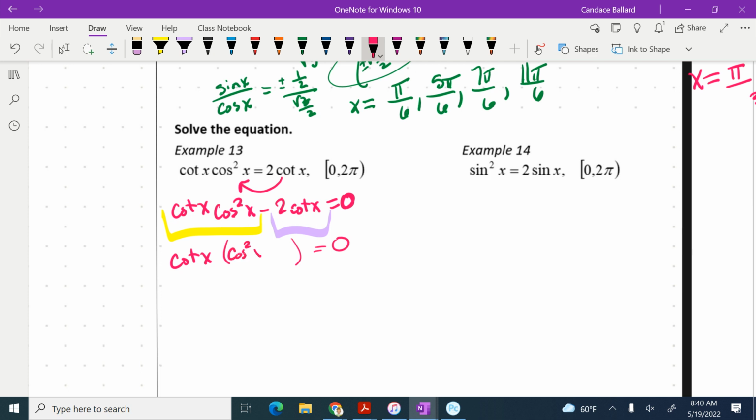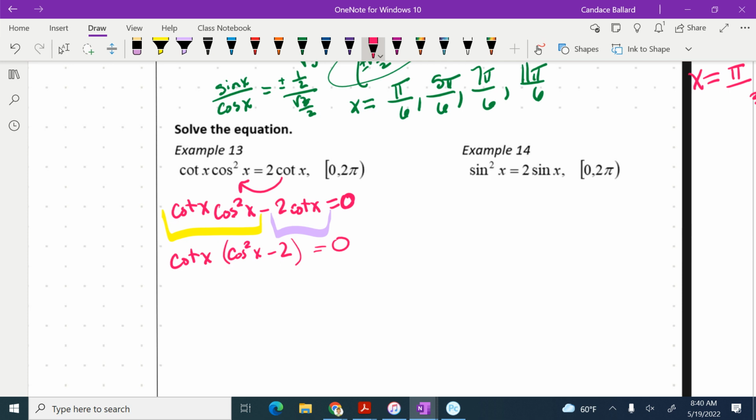Cosine squared, right? What's left behind in the second group? -2. Good. All right. This is now a problem. So the idea is you want to take, just like when we had an x and a y in there, we got them separated. We could then use the zero product property. That's exactly what we're going to do now. We have the two pieces of trig that were different, separated. We're going to use a zero product property on them now.